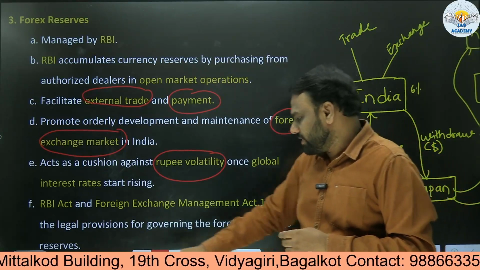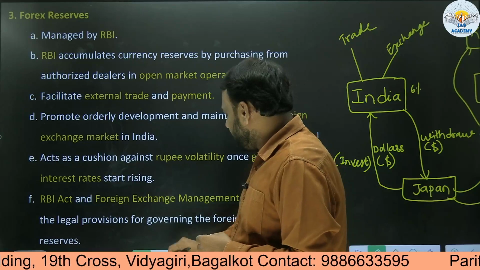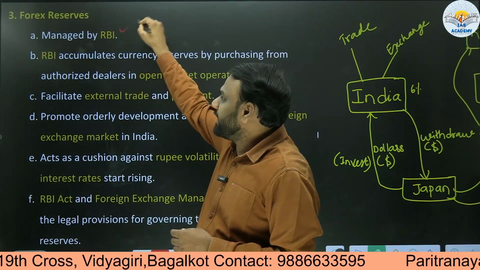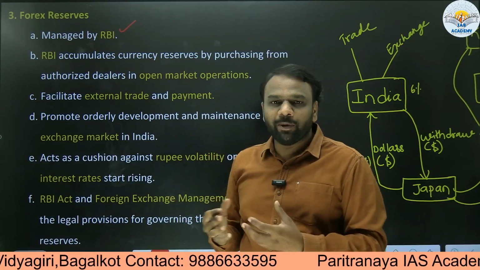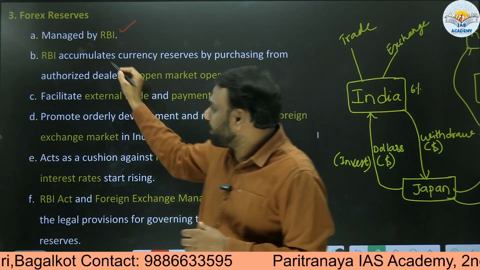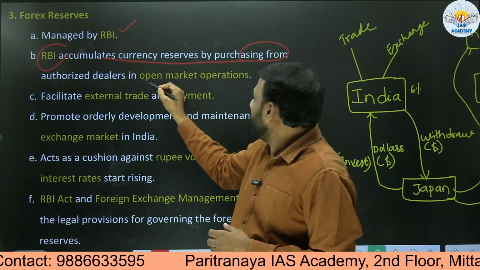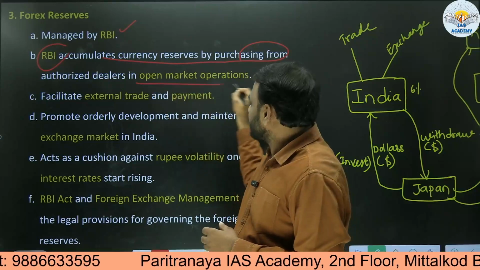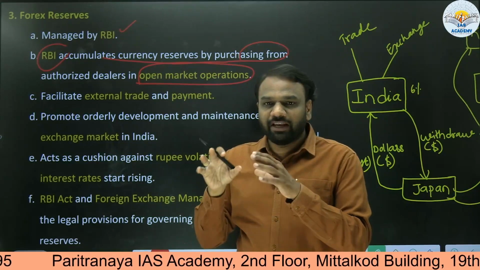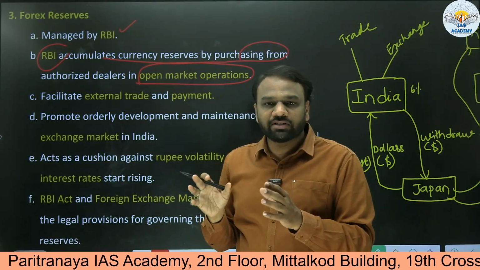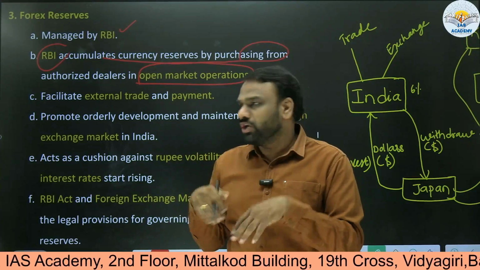Now from the exam point of view, what are the points that we have to remember? We have to remember that foreign exchange reserves are managed by RBI. As we discussed, who accumulates or purchases the foreign exchange reserves? RBI. RBI accumulates the currency reserves by purchasing from authorized dealers in open market operations. In open market operations, it will intervene, and whenever the dollars are available at a cheaper rate, it will start building the reserves. It will start purchasing the dollars.